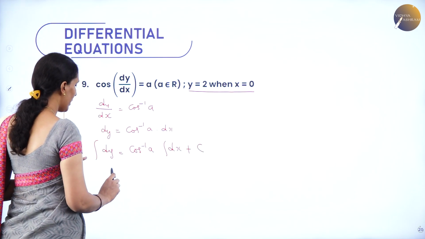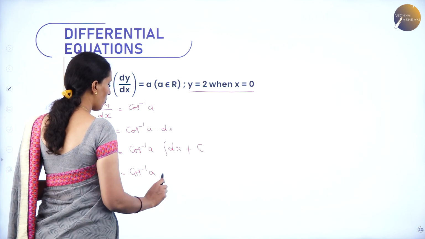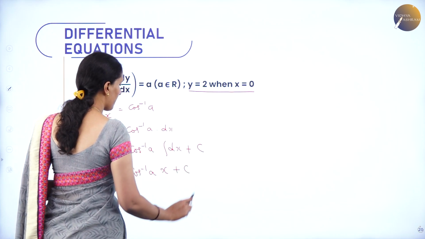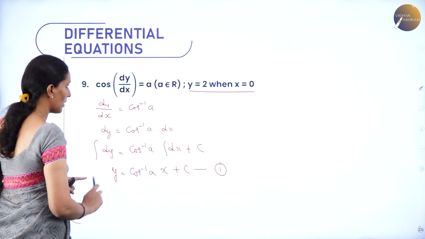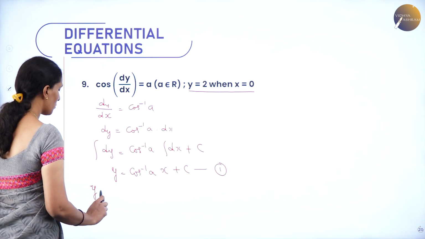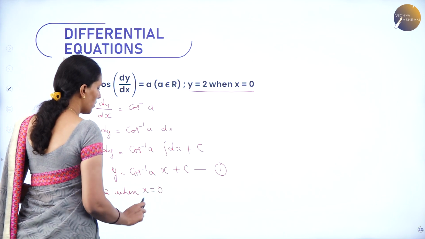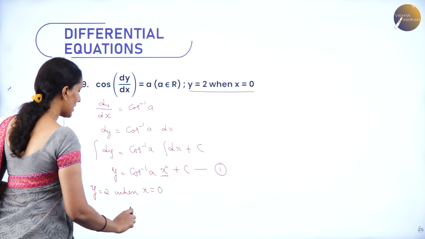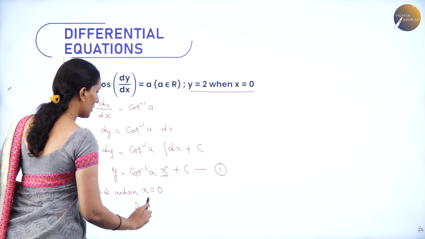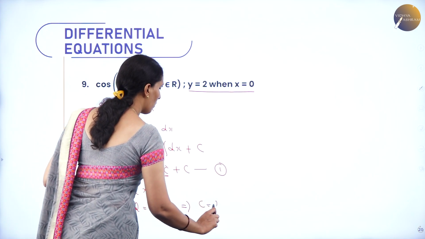Integration of dy is y. Here we have cos inverse a. Integration of dx is x plus c. Now this is the general solution. Now y = 2 when x = 0. So if you put x = 0, this complete term is 0 and y can be written as 2 = 0 + c. So this implies c = 2.